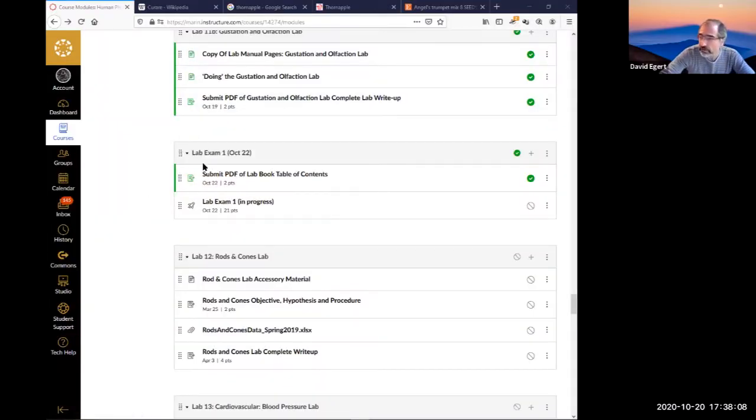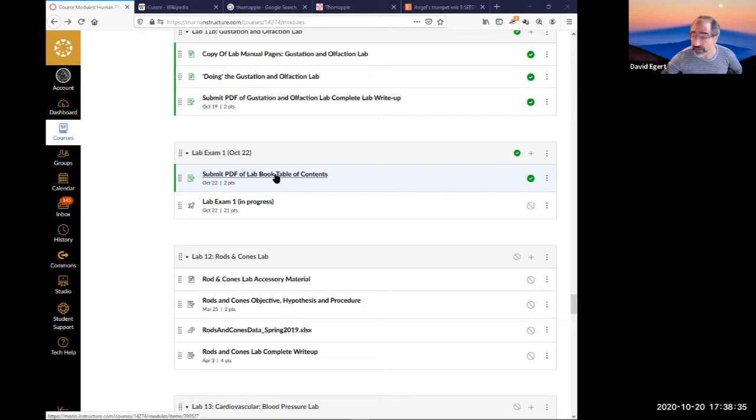Where is it? Here it is. So here, where it says lab exam, which is going to be October 22nd, lab exam 1 does not exist yet, so it's not published. But it should be visible to you right now: submit PDF of lab book table of contents. I just want to make sure you've done that and get a sense of how your notebook is put together.